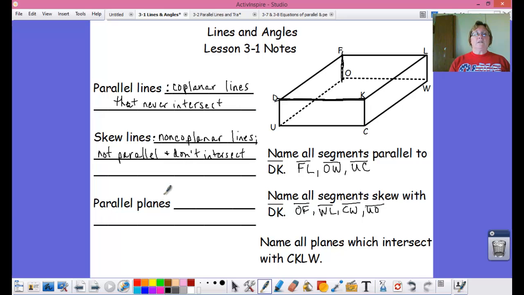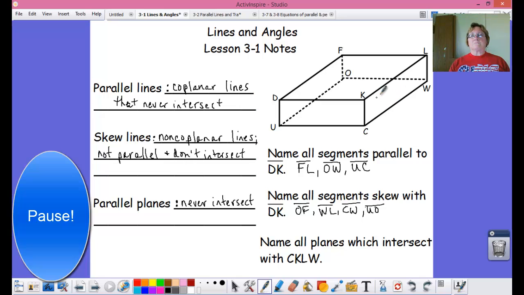Our next idea is parallel planes, and folks, planes cannot be skew. You only get 2 choices there. They either intersect or they don't, and so parallel planes will never intersect. So that would be something like the top and bottom of this rectangular prism, or side to side, etc. Of course, now the activity doesn't ask you to name parallel planes. It asks you to name all the planes that intersect with a given plane, and the plane that we're interested in is CKLW. That's this wall in this picture.